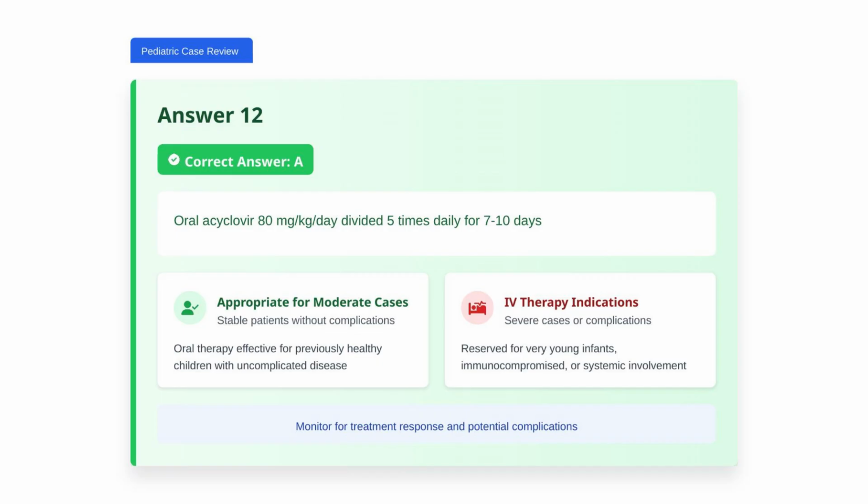Oral acyclovir at a dosage of 80 mg per kilogram per day divided into 5 doses daily for 7 to 10 days is the most appropriate regimen for a previously healthy child with moderate, uncomplicated eczema herpeticum. For children who are stable, able to take oral medications, and without evidence of systemic complications, oral therapy is generally effective. Intravenous acyclovir should be reserved for severe cases, very young infants, or patients with complications.